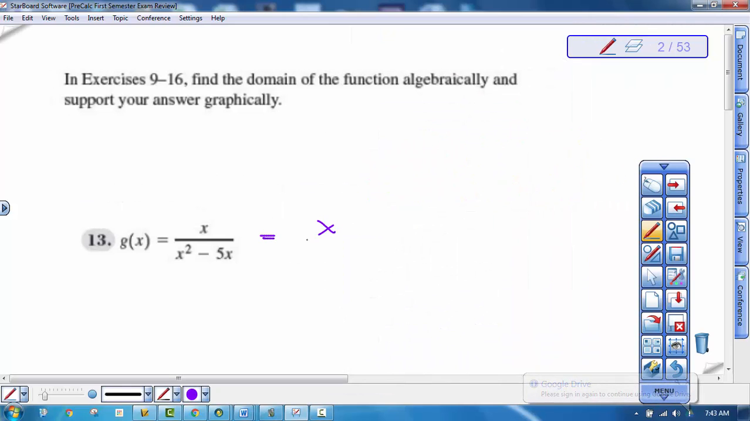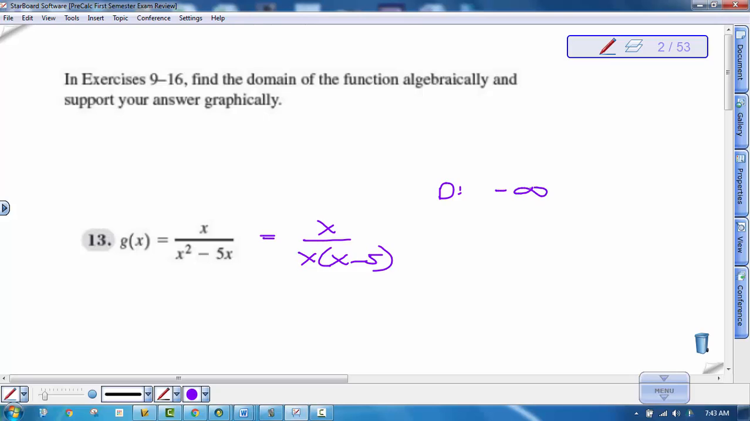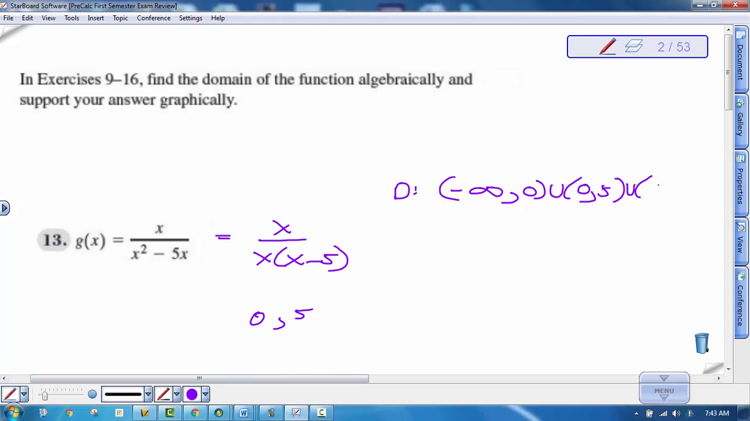Next problem is the same thing, only we want to factor the bottom first. And now we can see that the domain would be all real numbers from -infinity. We can't have 0 and 5. So all real numbers all the way up to 0, not including 0, and then from 0 to 5, not including 5, and then from 5 to infinity.